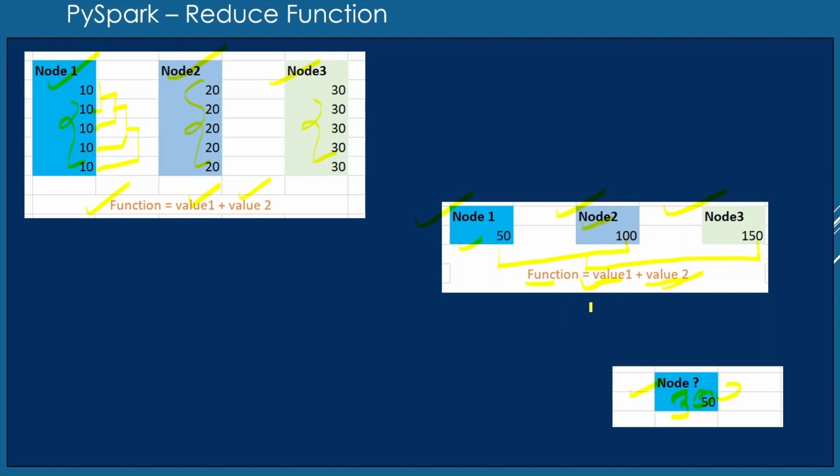In this way, the reduce function generally works. This function plays a very important role because it takes value 1 and value 2 and gives the output. Again, the output of this function becomes value 1 and it takes the next value 2, and the same process continues until it reaches only one value.